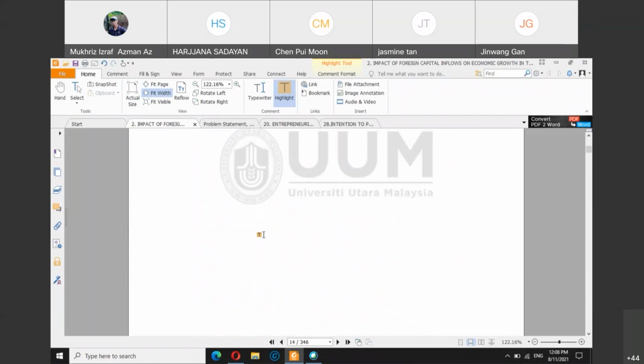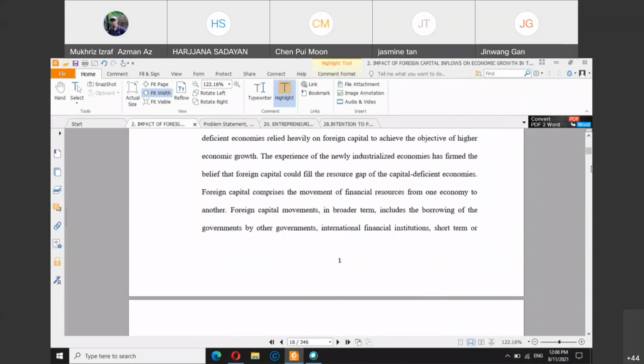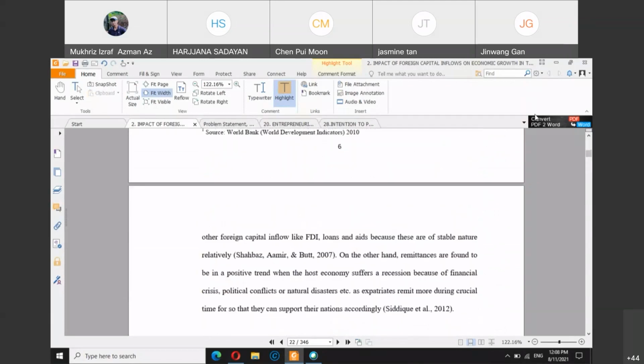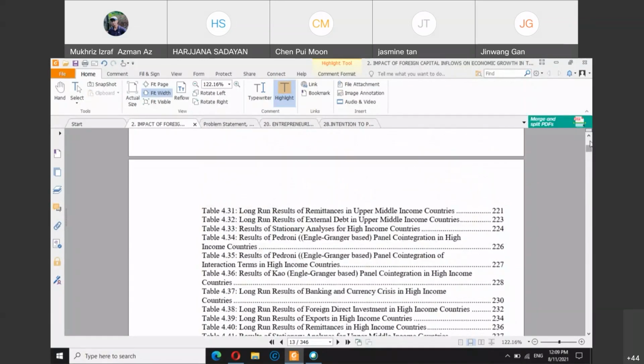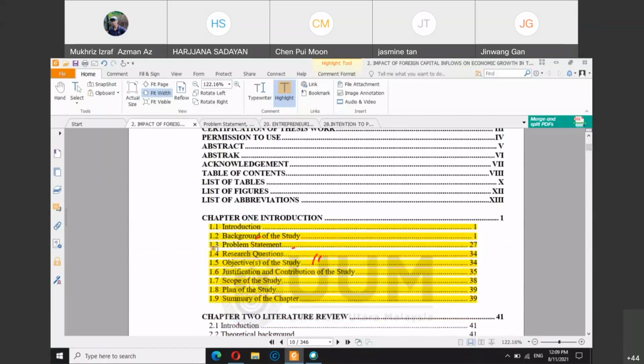At least for chapter 1 lah, when you write your chapter 1, you can follow the structure from this particular thesis. You start with the introduction, background, problem statement, and then research questions. I require 3, and then 3 research objectives to match the research questions.